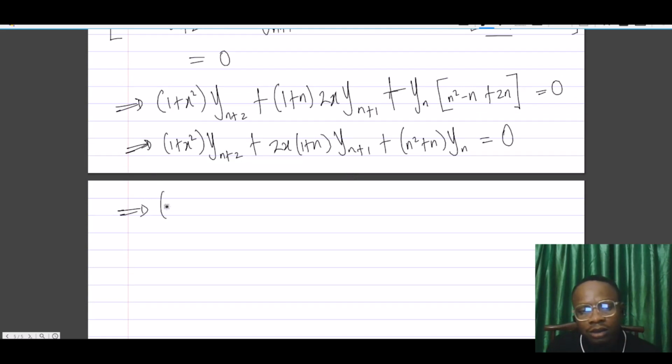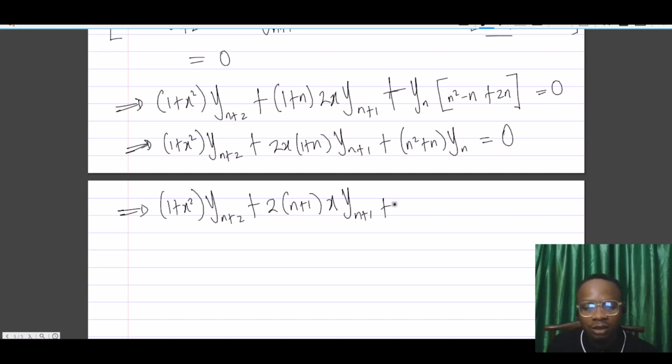We just say this is then 1 plus x squared into y sub n plus 2, then plus, so the format we have there is 2 into n plus 1 multiplied by x, then multiplied by y sub n plus 1. So just a simple rearrangement. Instead of 1 plus n, we have n plus 1. Instead of having x here, we are having x here. So it makes no difference.